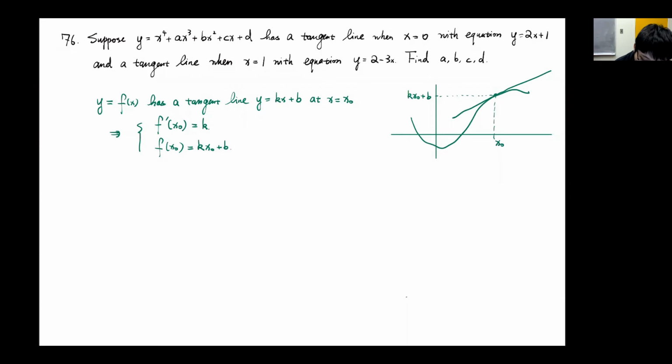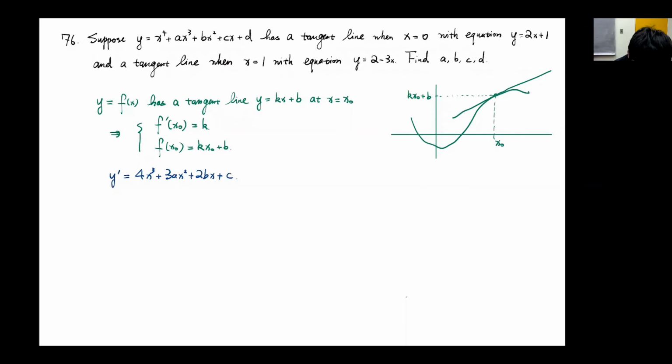Okay, so this is the conceptual knowledge you should keep in mind for this problem. Now let's proceed to solve the problem. We know that the function has a tangent line when x equals 0 with this equation. So let's see what that means. First, let's compute y prime. y prime will be 4x cubed plus 3ax squared plus 2bx plus c.